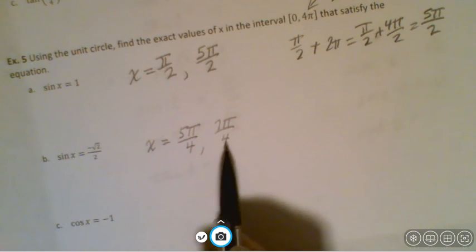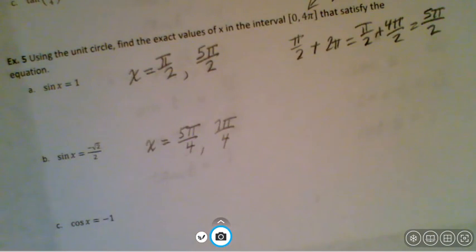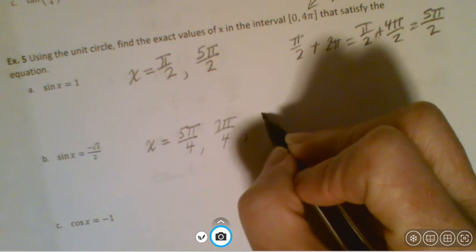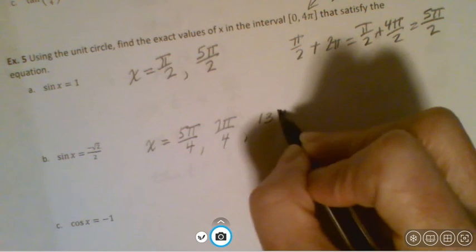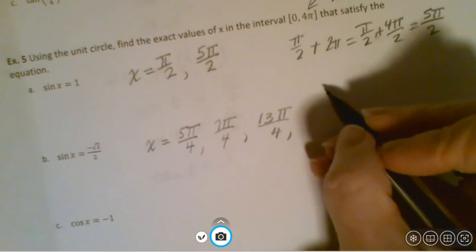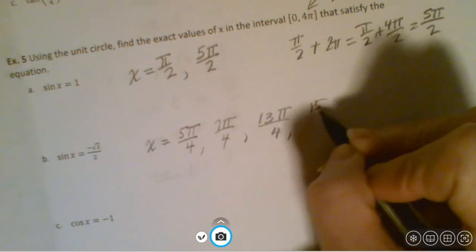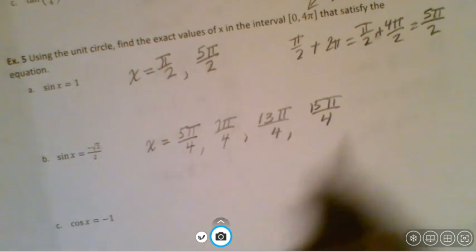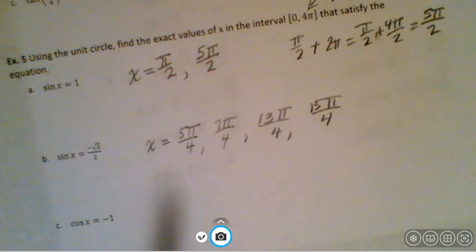Add 2 pi to that, add 2 pi to that, and you've got your other 2. You've got to go around again to get those 2. So I won't show you how to add 2 pi to those again. You can do that. So adding 2 pi to 5 pi over 4, I get 13 pi over 4, and 2 pi to 7 pi over 4, I get 15 pi over 4. Okay, these are all the places in 2 revolutions where the sine is negative square root of 2 over 2.